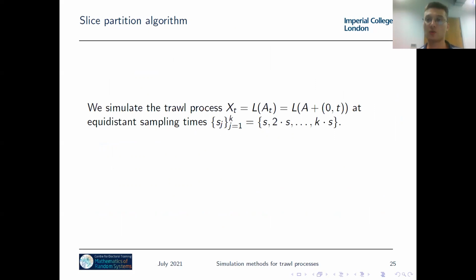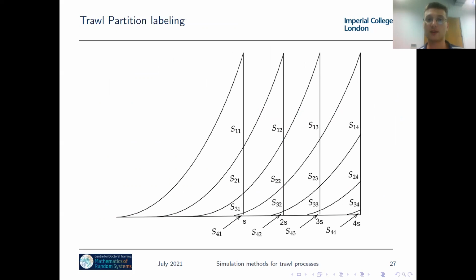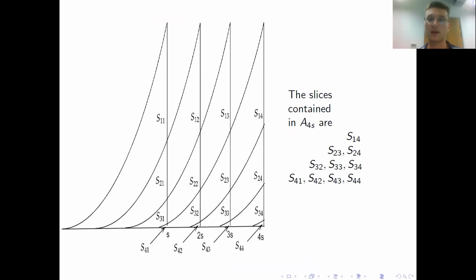where we simulate the trawl process at equidistant times s to ks. The idea is to use suitable slice partitions together with the additivity and the independent scatteredness of the Levy bases. So we designed the following labeling system where we count from left to right and from top to bottom. And say we want to simulate the value of the trawl process at 4s.